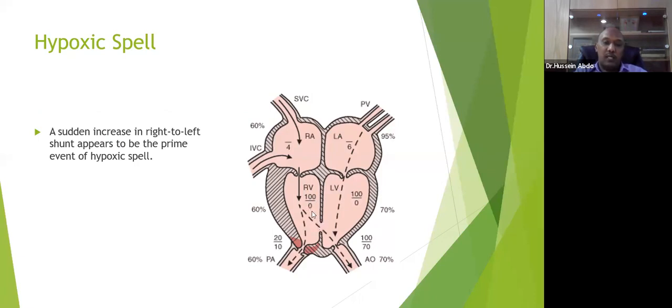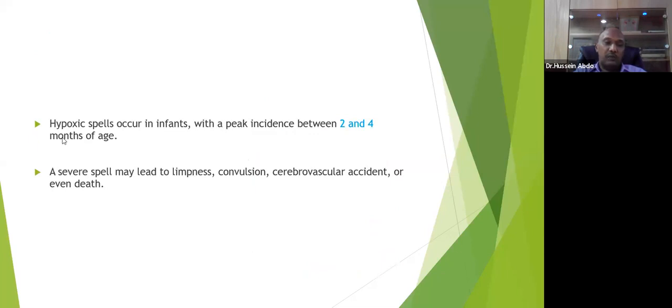What will make this tetralogy of Fallot go into spells? When the systemic vascular resistance decreases. In the mechanism of hypoxic spells in tetralogy of Fallot, the systemic vascular resistance will decrease and the RVOT spasm will increase. So the blood will shift from right to left, and eventually it will go to the aorta and the systemic circulation and cause cyanosis. So this is the main mechanism of hypoxic spells. We need to know this mechanism so that we can treat the hypoxic spell.